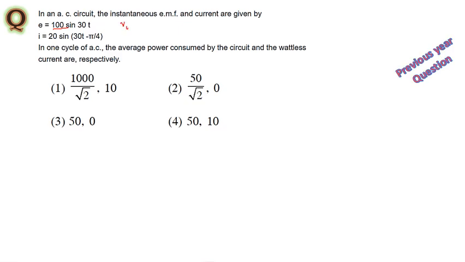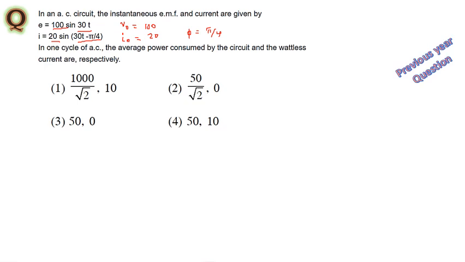From here V naught is equal to 100. Similarly, I naught. V naught is the peak voltage and I naught is the peak current, and the peak current value is also given. This is sin 30t and this one is sin of 30t minus pi by 2. So the phase difference here is pi by 4.